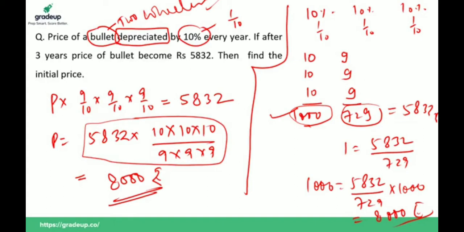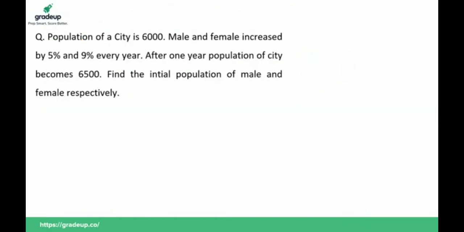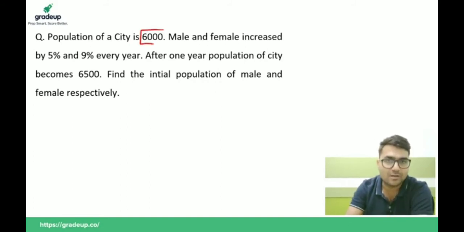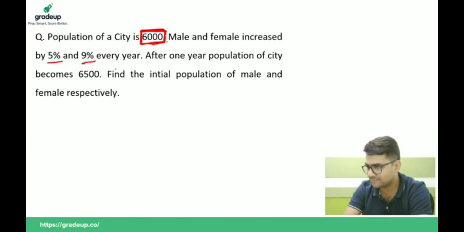Yes, guys. So this is again a very important question. Population of a city is 6,000. Male and female increase by 5% and 9% every year. After 1 year, the population of the city becomes 6,500. Find the initial population of male and female respectively.